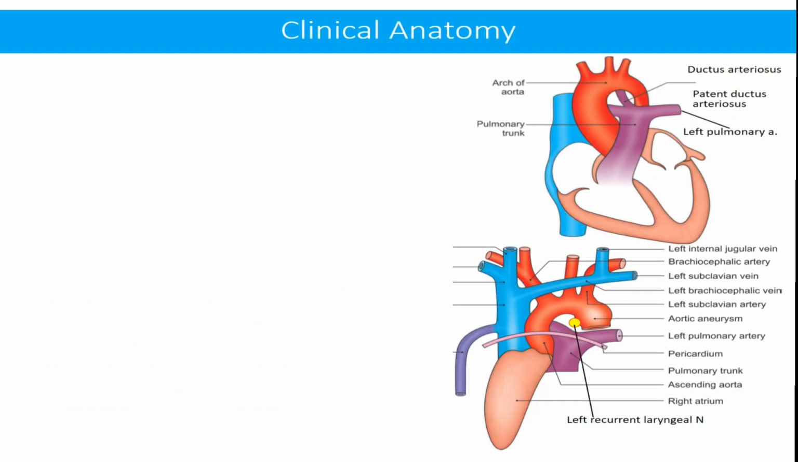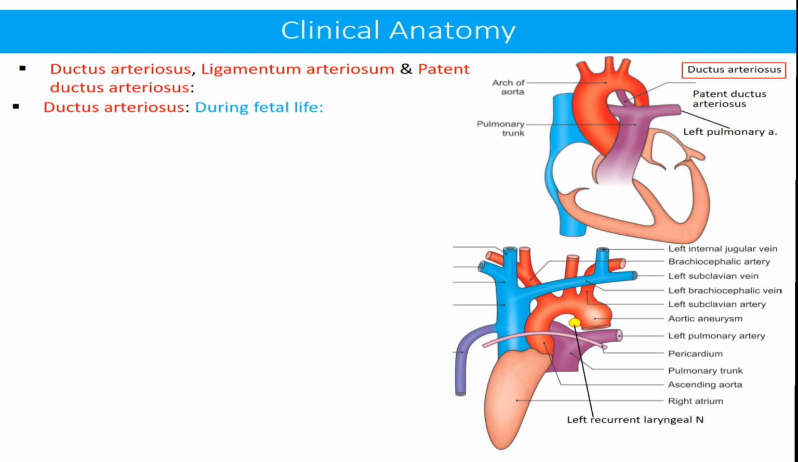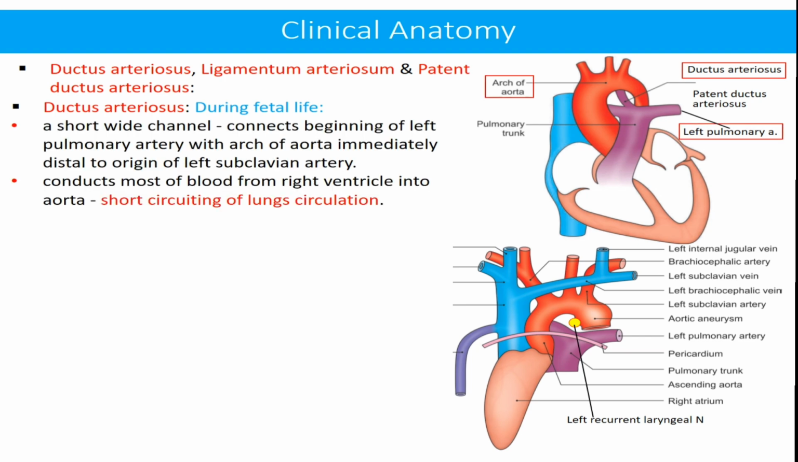Third component in the clinical anatomy is ductus arteriosus, ligamentum arteriosum, and patent ductus arteriosus. During fetal life, the ductus arteriosus is a short, wide channel which connects beginning of left pulmonary artery with arch of aorta, immediately distal to the origin of left subclavian artery. This ductus conducts most of the blood from right ventricle into the aorta, hence short circuits the lung circulation, which is not yet fully established.